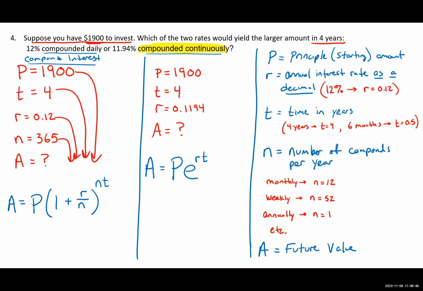And so these are the two formulas for the future value of an account that has interest. Now, when to use which one? Well, it depends on what words you see in the problem. Compounded daily, monthly, yearly, annually, biannually, semi-annually, weekly: we're going to use this one down here.